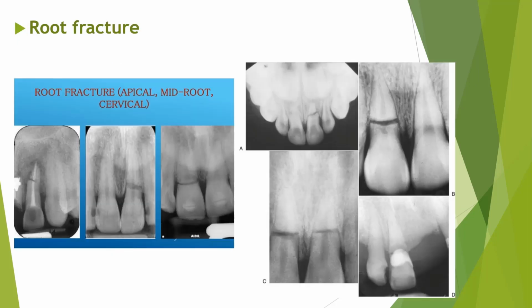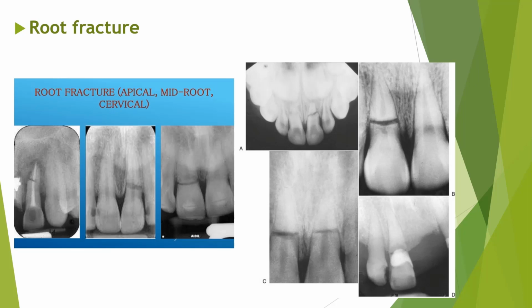Treatment of root fracture. For treatment of root fracture, we have, as we said before, either a horizontal fracture of the root or a vertical fracture of the root. The horizontal fracture of the root could be divided into apical, midroot, or cervical, depending on the level of the fracture of the root. First of all, we will talk about the primary dentition, when there is a fracture in the root in primary dentition.